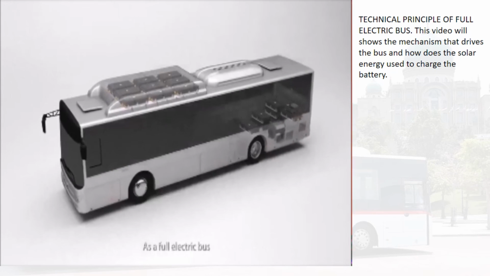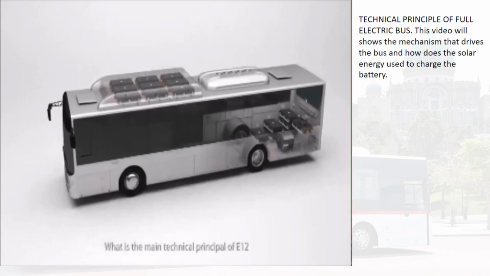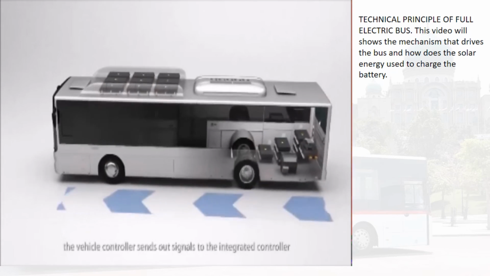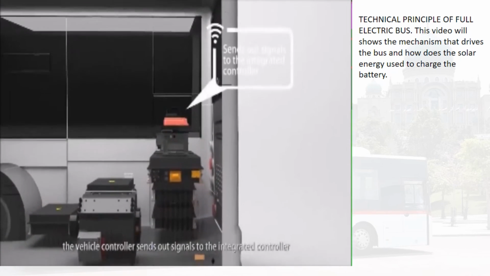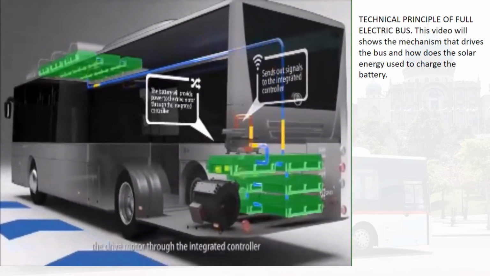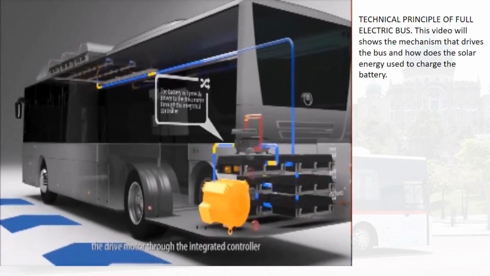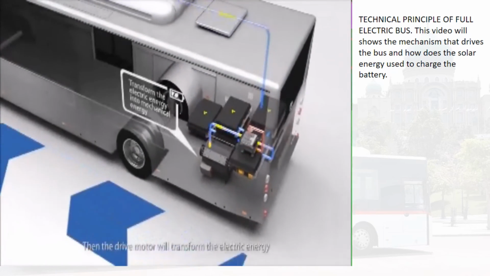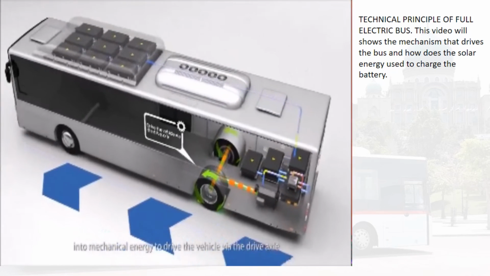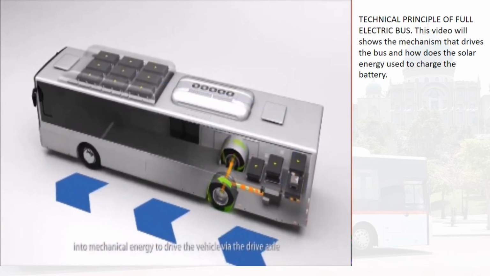As a full electric bus, what is the main technical principle of E12? In the drive phase, the vehicle controller sends out signals to the integrated controller, and the battery will provide power to the drive motor through the integrated controller. Then the drive motor will transform the electric energy into mechanical energy to drive the vehicle via the drive axle.